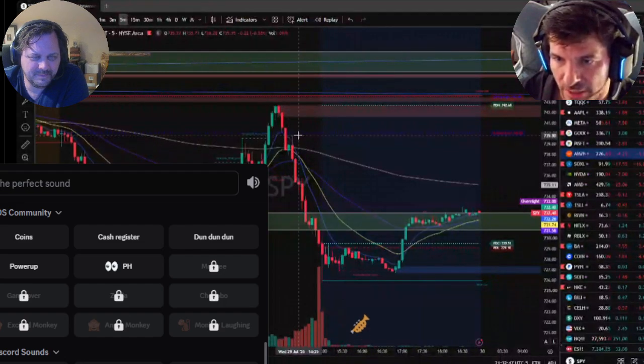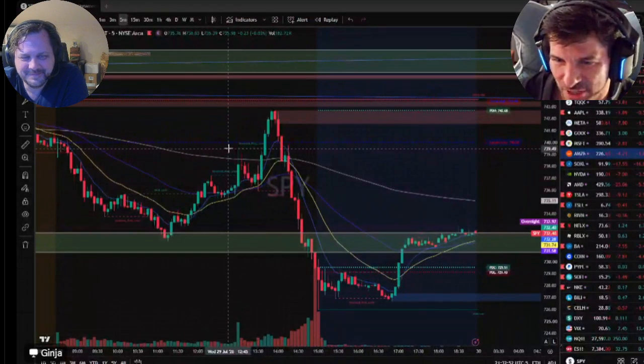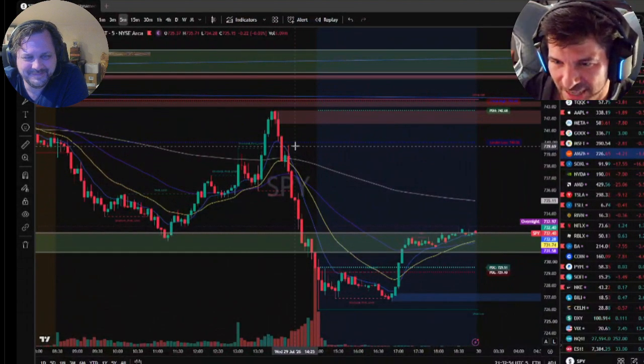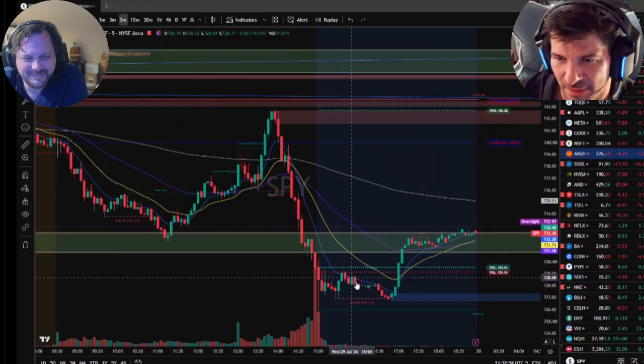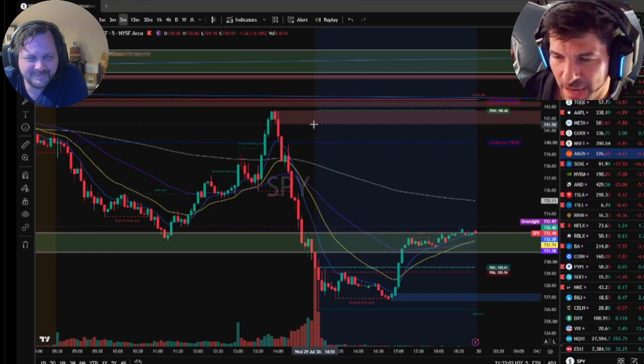I got this wick here. Do you see, I had my stop right there? This wicked me out. This candle here, and then we went all the way down. But it grew this A+ setup right here.